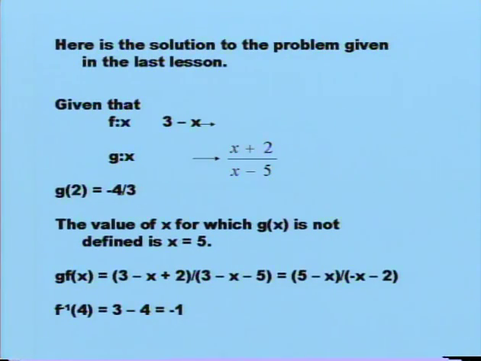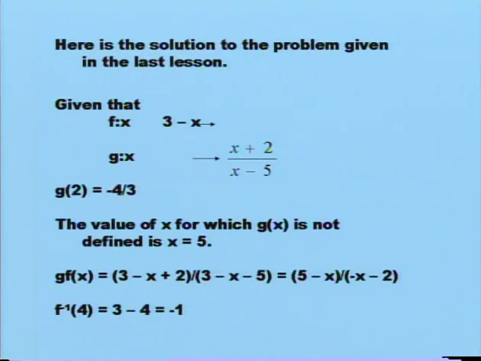Here is a solution to the problem given in the last lesson. Given that f of x is such that x is mapped onto 3 minus x, and g of x is such that g maps x onto (x plus 2) divided by (x minus 5), you're required to find g of 2.